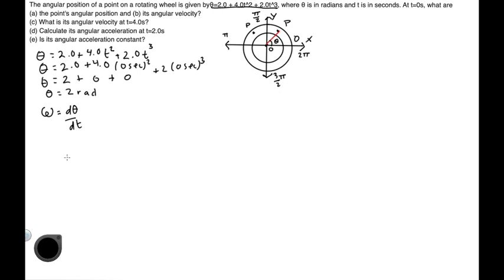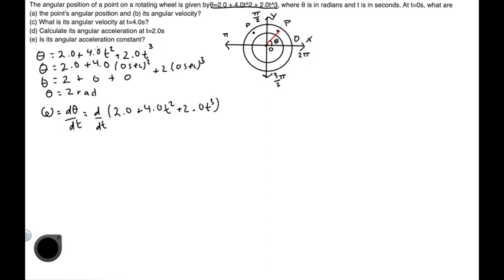So d theta over dt is going to be equal to the derivative of 2 plus 4.0 t squared plus 2 times t to the third power. So all we do is take this formula and plug it in to theta, because we know that theta equals this formula to the right of the equal sign.